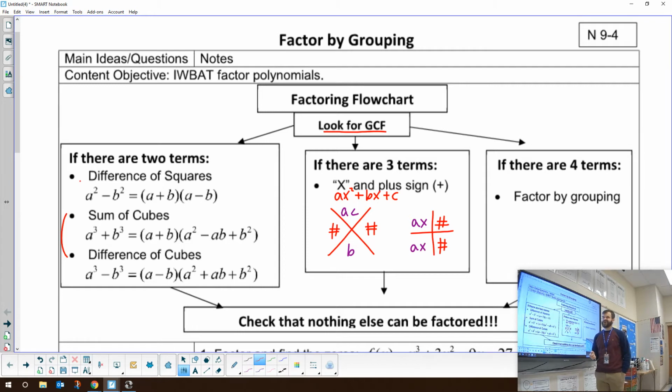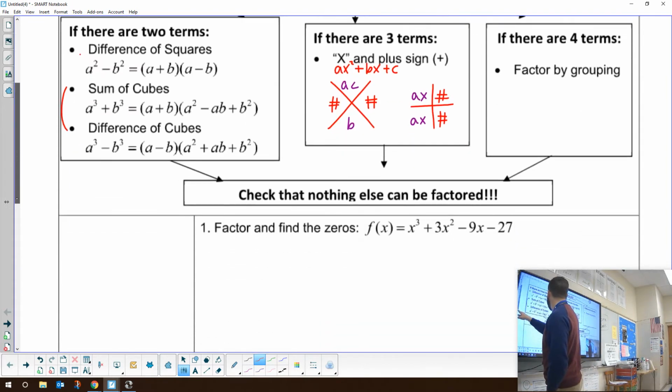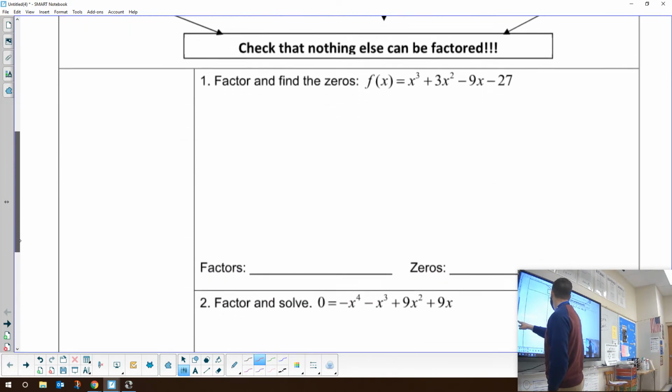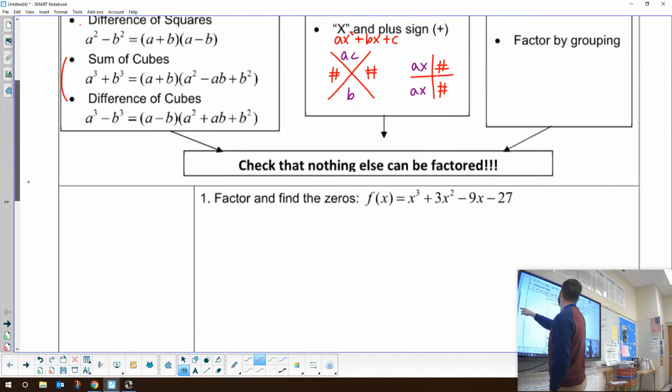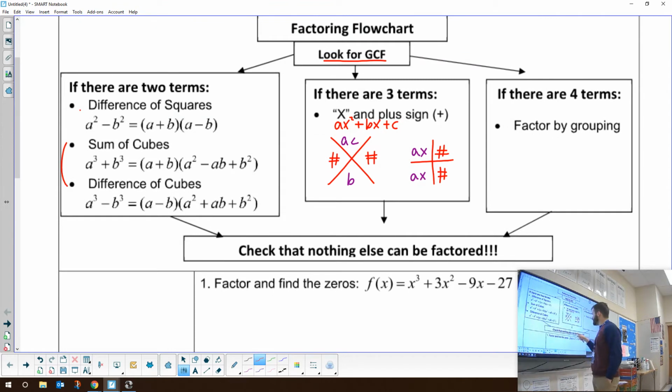Now, I like to call this double GCF or pulling out two GCFs or whatever. That's kind of what we're doing. So if we take a look at this, come down here and take a look at number one. Oh, sorry, I forgot the last bit. Then make sure that you check that nothing else can be factored, because remember, sometimes when you factor difference of squares, it can factor again. All right, now let's take a look at number one.